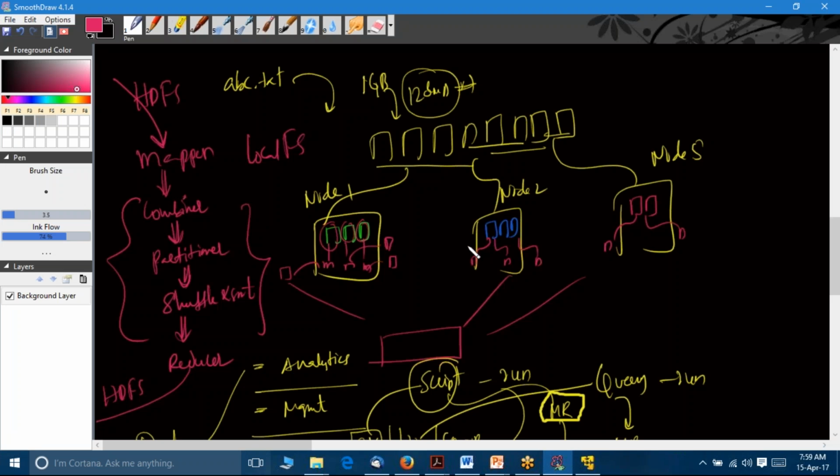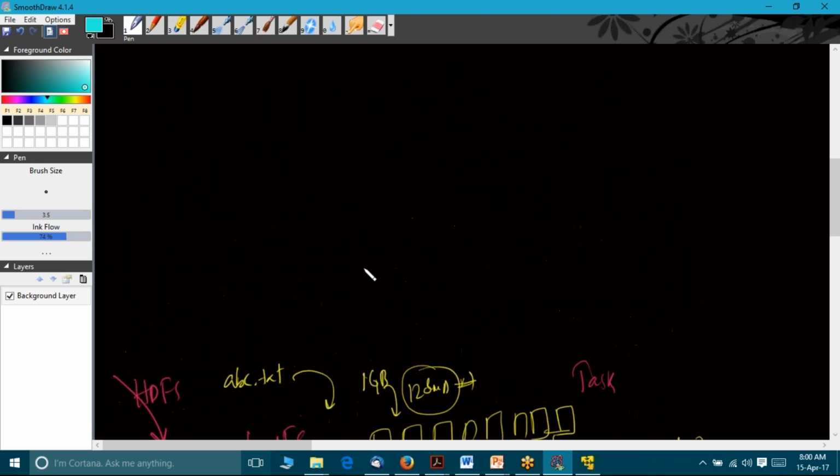Now, look at this one. It is trying to run the MapReduce jobs. Each block is processed by one task, I mean one task. So let it be any task on the cluster. You need to understand this point very clearly, friends.